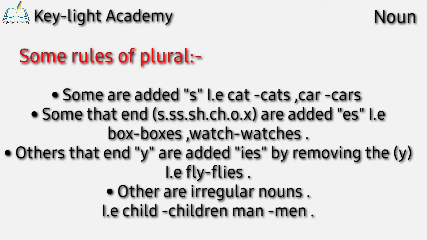Some that end in sh, double s, ch, o, x are added with es. For example, box, boxes, watch, watches. Others that end in y change into ies by removing the y. For example, fly, flies. Others are irregular nouns, and there is no rule for making them plural. Already their form is changed. For example, child, children, man, men.